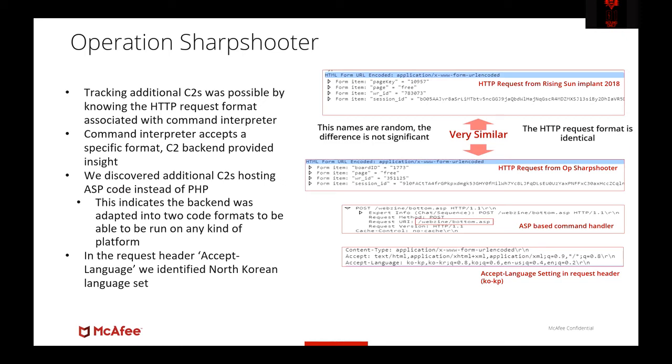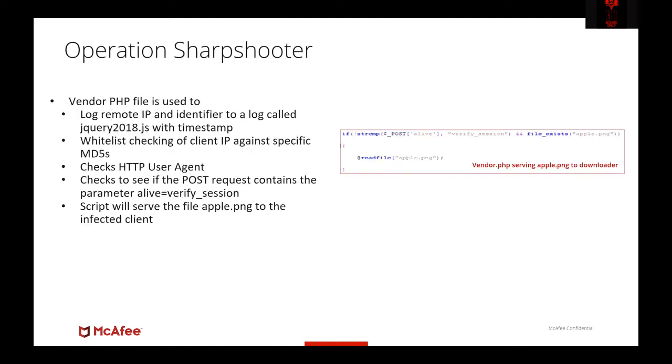So they actually had created the backend code into two different flavors, ASP and PHP, which were basically supported with some Python code. And so some additional functionality here, vendor.php was a file to collect logs, check user agent data, and essentially serve up, as we saw in the previous diagram, Apple PNG to the downloader itself.